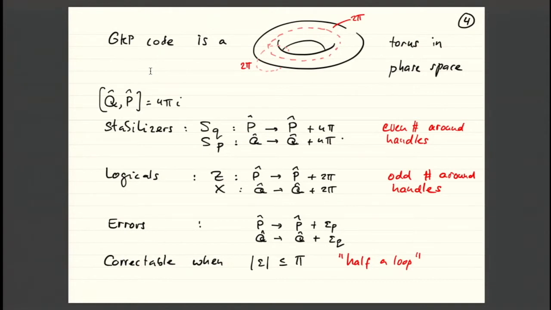And then there's a clear expression of when you can correct an error, which is similar to if you think of the toric code. Also the logicals are these loops. When can you correct an error? Well, when the strength of the shift is at most about half a loop. Okay, so that's a little bit the conceptual idea behind this code.